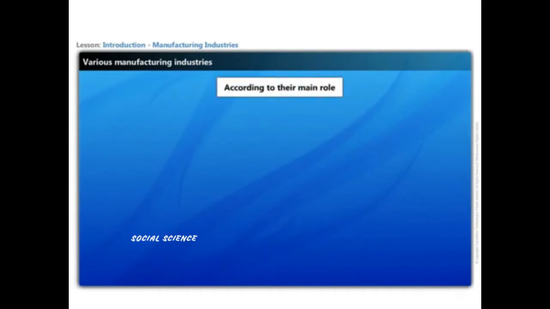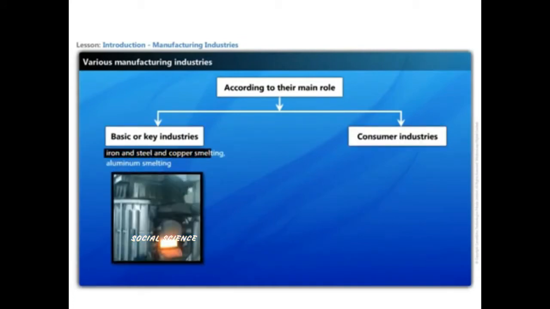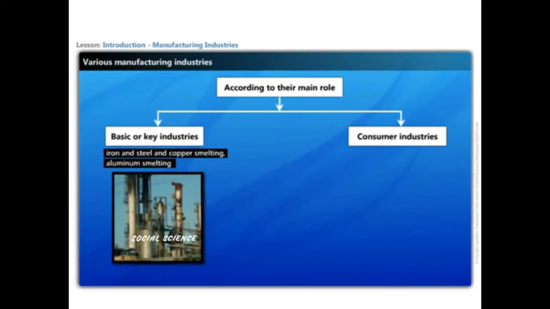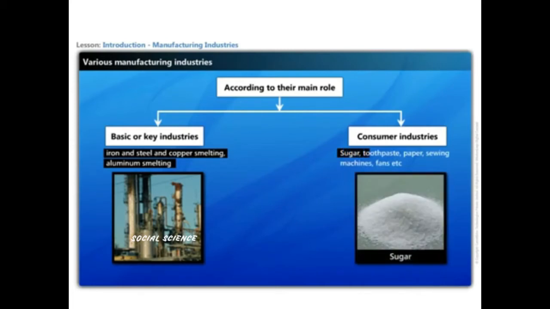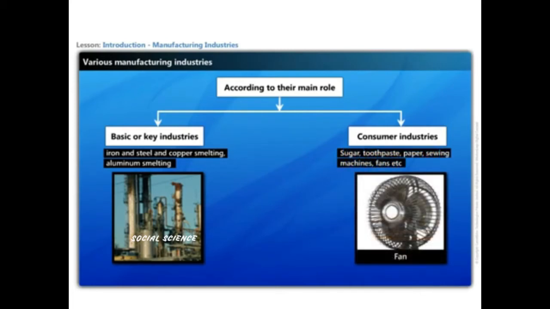Based on the main role the industry plays, industries are classified as basic or key industries and consumer industries. Iron and steel, copper smelting, aluminium smelting are some of the basic industries that provide raw material to the other industries. Industries that produce goods for direct use by consumers such as sugar, toothpaste, paper, sewing machines, fans, etc. are consumer industries.